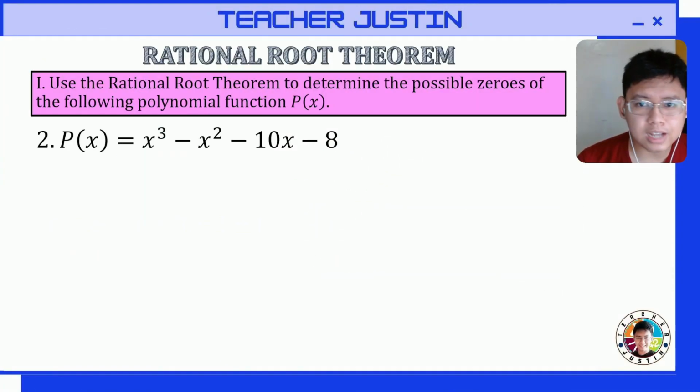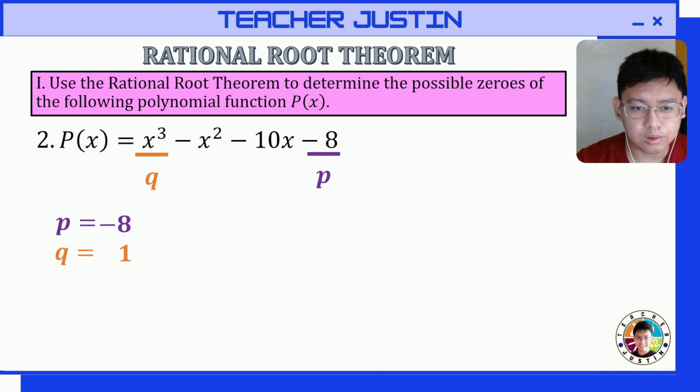Okay, let's use the Rational Root Theorem to determine the possible zeros of this polynomial function. So, ang first step natin is to identify our P and Q. So, yung P natin is the constant term of our polynomial function. It is negative 8. Ayan. Now, yung Q natin is the numerical coefficient of our leading term. So, ang numerical coefficient ni x cubed is 1. So, this will be our P and Q.